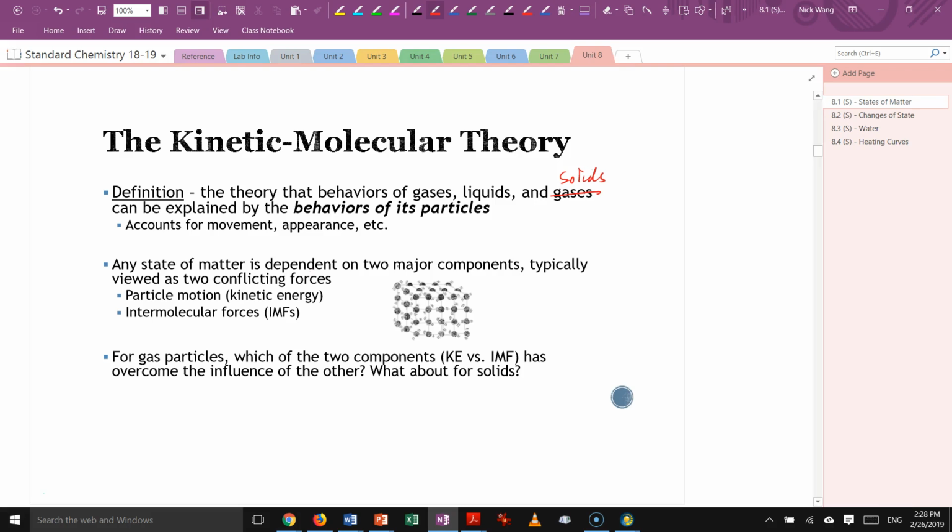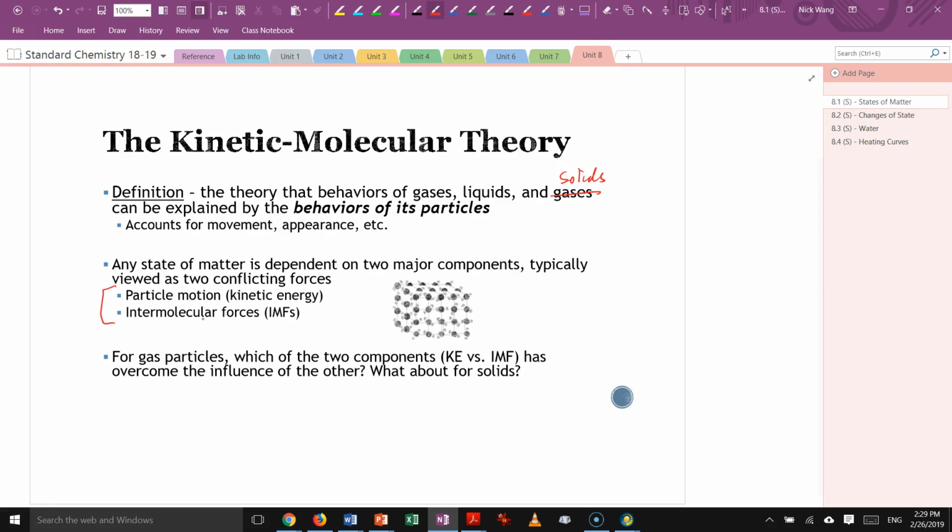Any state of matter is dependent on two major components typically viewed as conflicting forces, and they are particle motion, which relates to kinetic energy, which we'll talk about a little bit later, and also, a little throwback here, intermolecular forces, right? These are attractive forces that exist between different particles. Once again, that word molecular shows up. That's not really talking about just molecules alone, but pretty much any tiny particle that matter is comprised of.